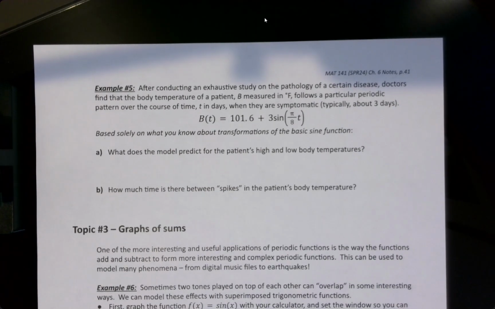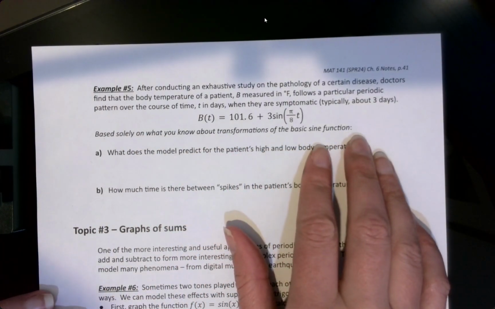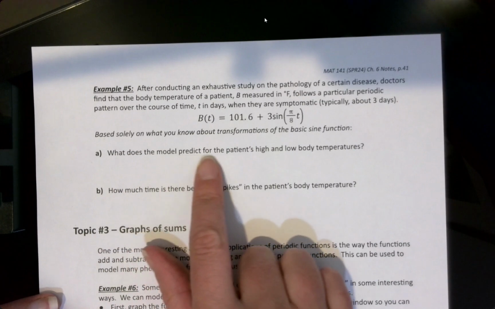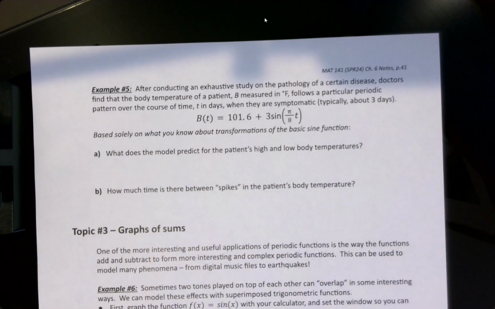Example 5 says that after conducting an exhaustive study on the pathology of certain diseases, the doctor finds the body temperature of a patient, B, in degrees Fahrenheit follows a particular periodic pattern over the course of time, t in days, when they are symptomatic, typically about 3 days. Based solely on what I know about transformations of the basic sine function, what does the model predict for the patient's high and low body temperatures?